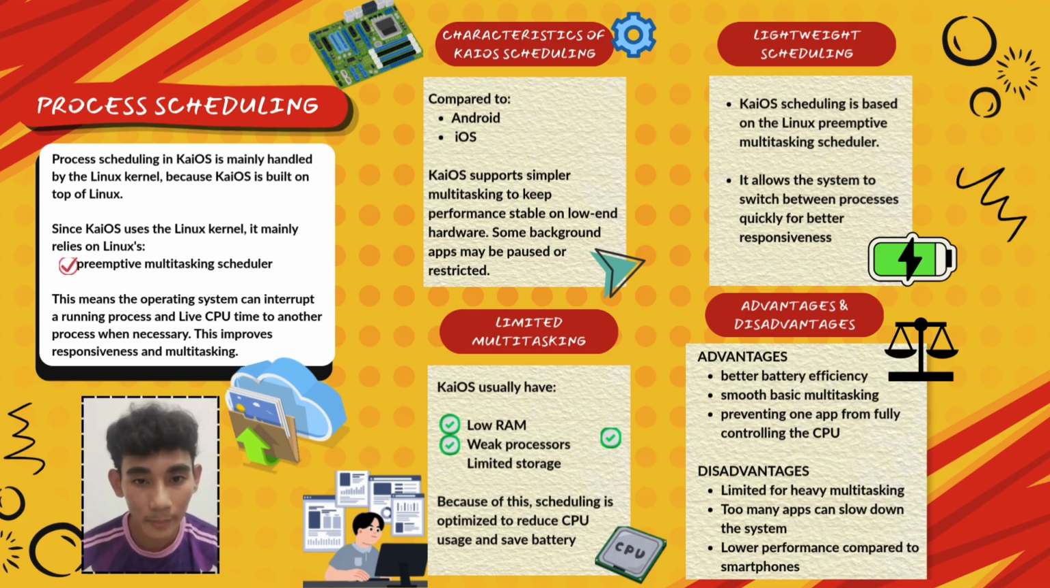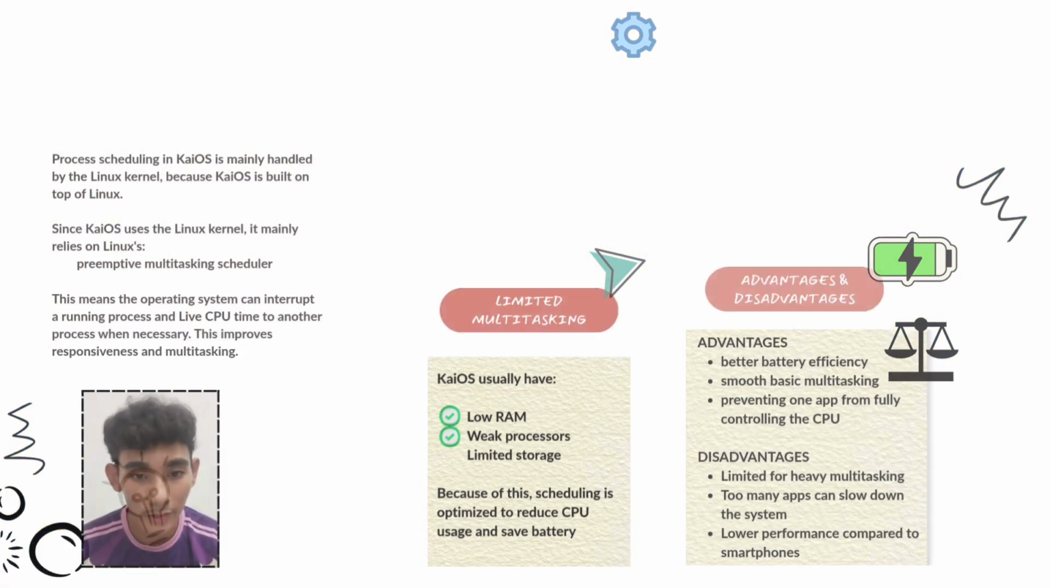The main advantages are better battery efficiency, smooth basic multitasking, and efficient CPU usage. However, the disadvantages are limited support for heavy multitasking, slower performance when too many apps are open, and lower overall performance compared to modern smartphones. Overall, KaiOS scheduling focuses on balancing performance and battery life for lightweight devices.